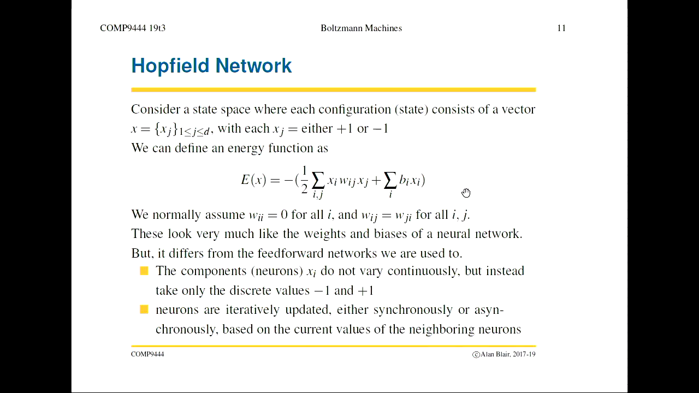And secondly, the neurons are iteratively updated either synchronously or asynchronously based on the current values of the neighbouring neurons. So it's not like the feed-forward networks we looked at before. You just feed in the image and each layer calculates its activations and then something pops out the top. But here you've got a kind of iterative process where the things are changing continually over a period of time.